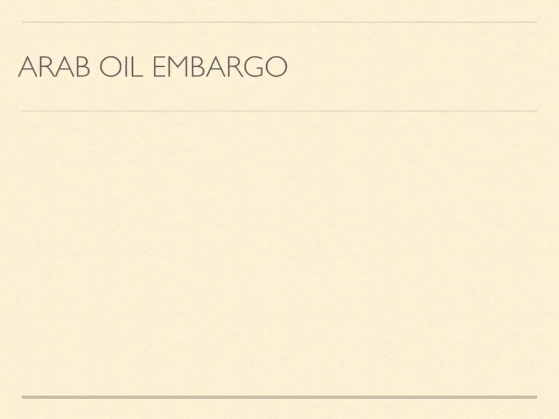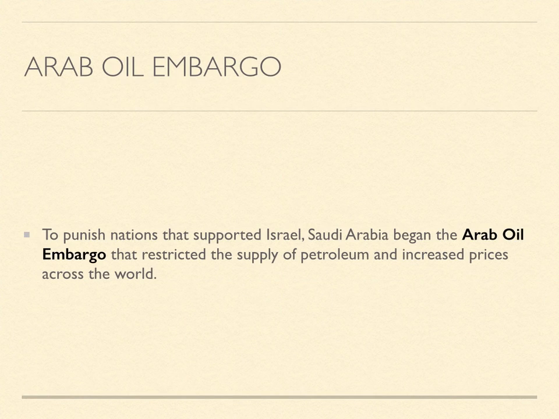Arab oil embargo. To punish those nations that supported Israel, and by consequence did not support the Palestinian Arabs, Saudi Arabia began the Arab oil embargo. This embargo restricted the supply of petroleum, and it led to an increase in prices around the world.